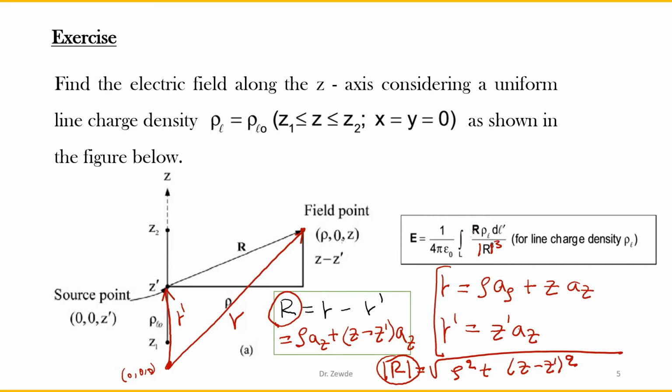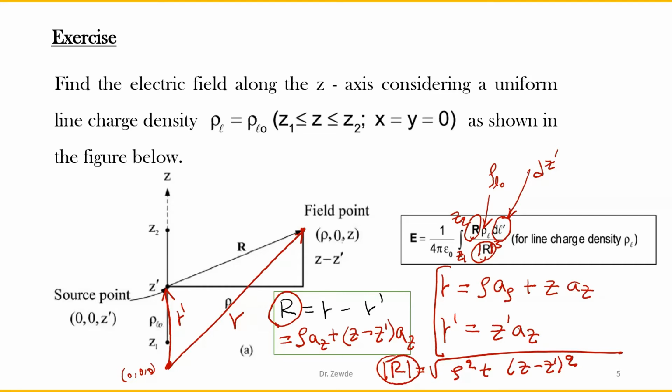So you have the R vector, you know the magnitude, you know rho L, that is rho L naught, and you know dl prime, the differential length along the z axis, which is dz prime. The lower and upper boundaries are the same: z prime starts from z1 to z2. So you substitute these values and then the rest is math. So you can integrate and determine the electric field.